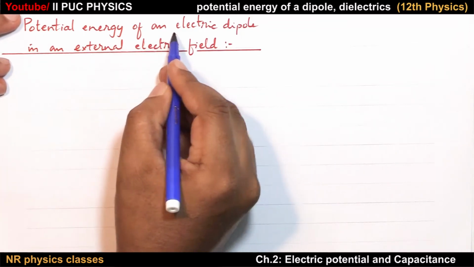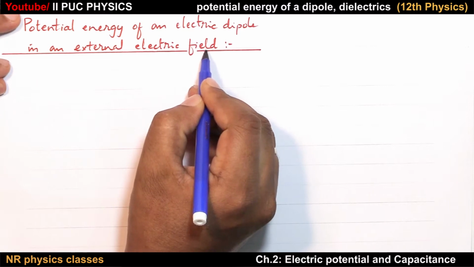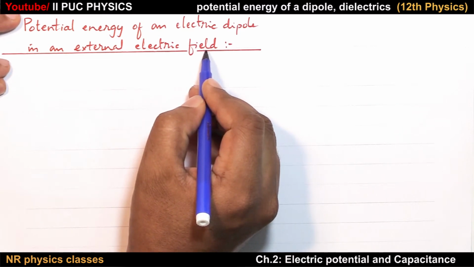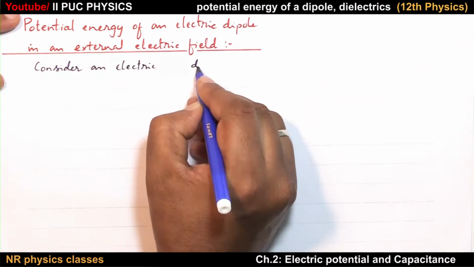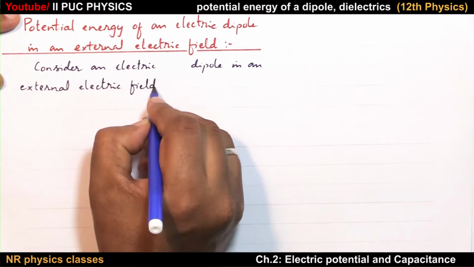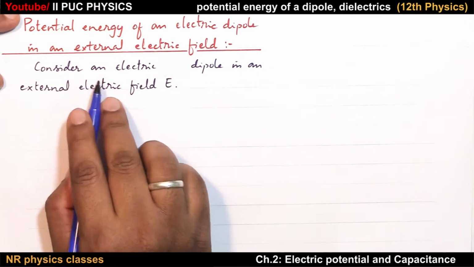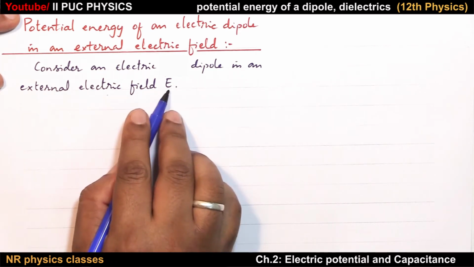Potential energy of an electric dipole in an external electric field. Consider an electric dipole in an external electric field E.